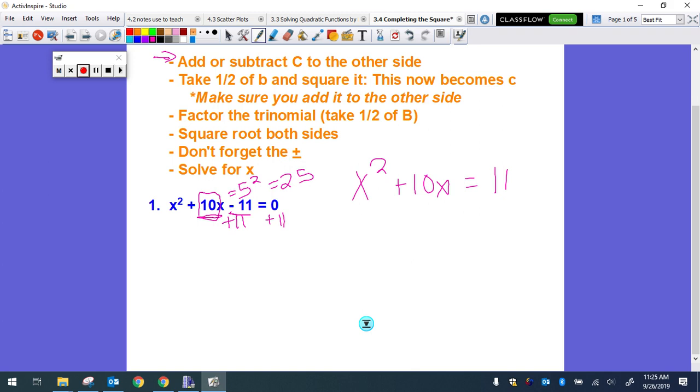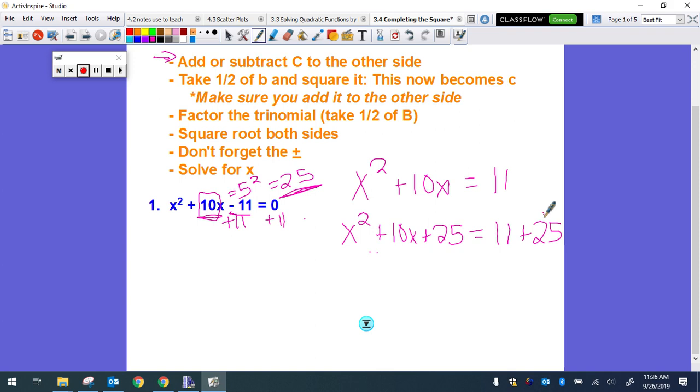So we are going to make this 25 become your C. So watch what I do. I have x squared plus 10x. This 25 is now my C. But remember, if you add 25 to one side, you also have to add 25 to the other side. Let me go through what I did one more time. I took B, 10, divided it by 2, got 5. 5 squared is 25. So that's how I figured out what I'm going to add to both sides. I'm going to add 25 to both sides.